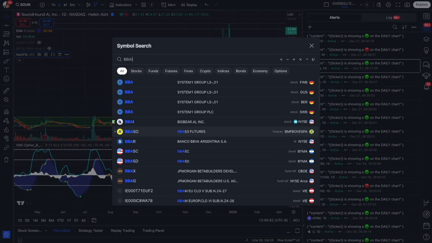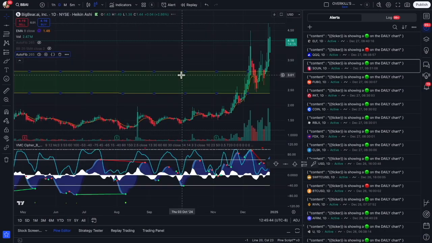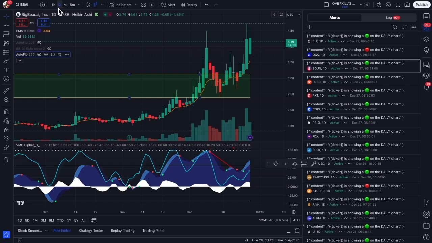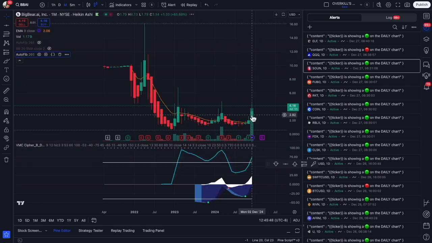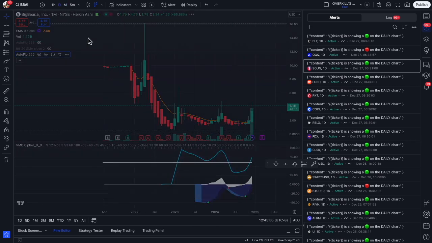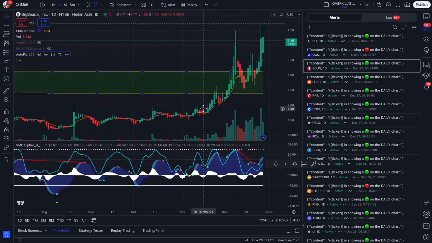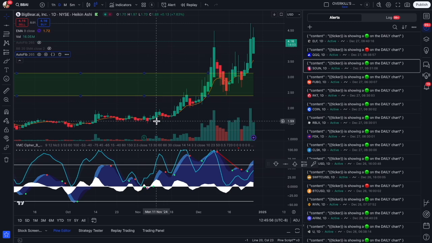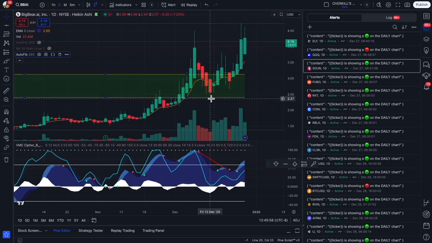Let's take a look at BBAI. This one ran really hard the other day. What'd this one do? Had the big breakout, right? We got the green dot right there in October. Where was October on a daily chart? October was right about here. That's when the monthly dot came. This thing ripped up above it, pulled back into it. Where did it bounce? Right on that 0.38 level, and then ripped.